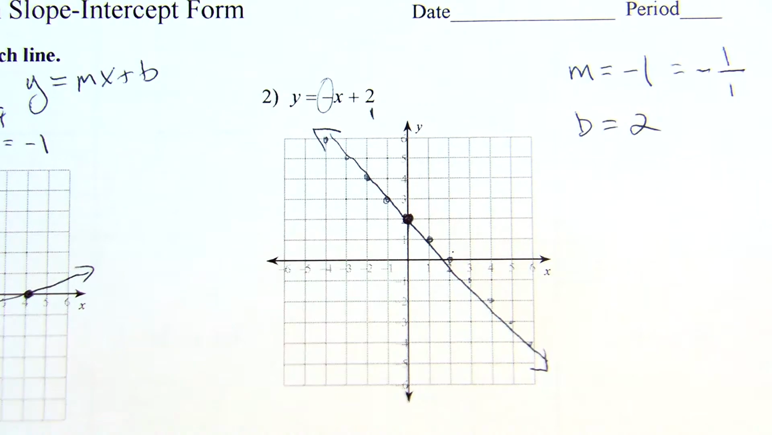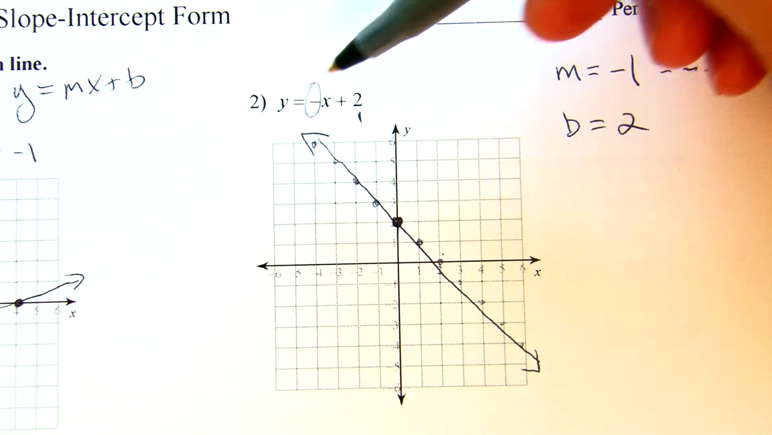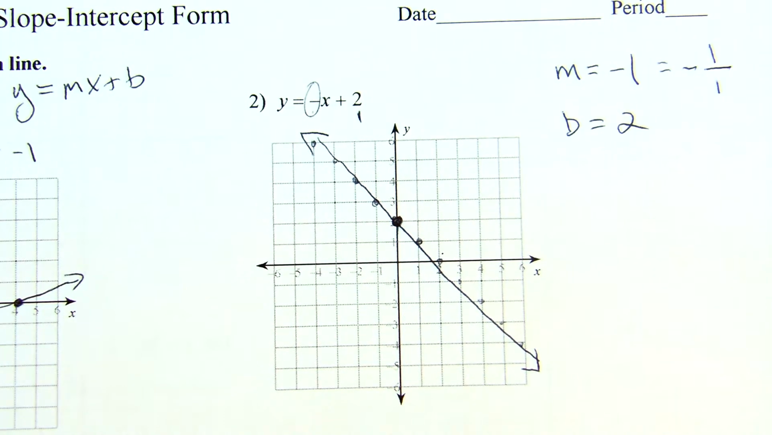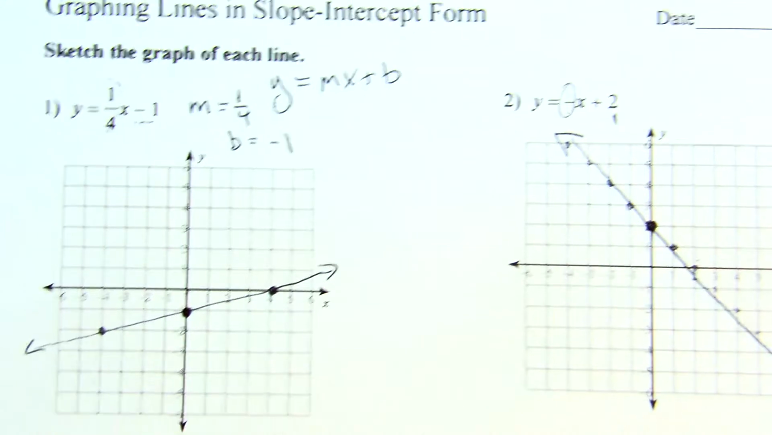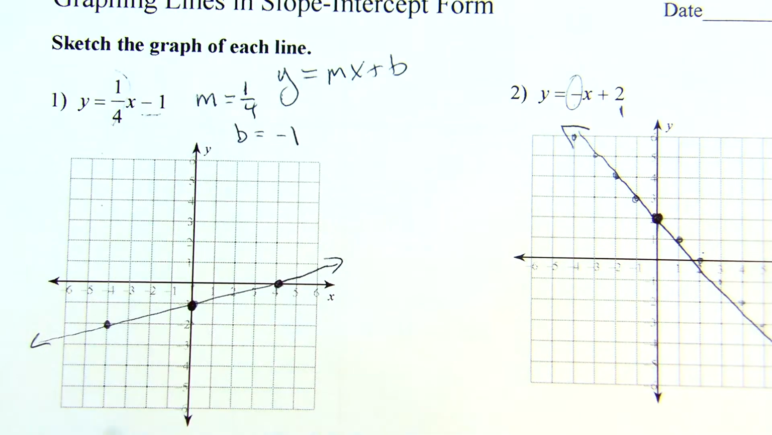One thing to keep in mind is that if it's a negative slope, that means the line should be going down as I go left to right. This line's going down. You want to double check these things. This first one we did is a positive slope, positive 1/4, so the line should be going up as I go from left to right, and it is.